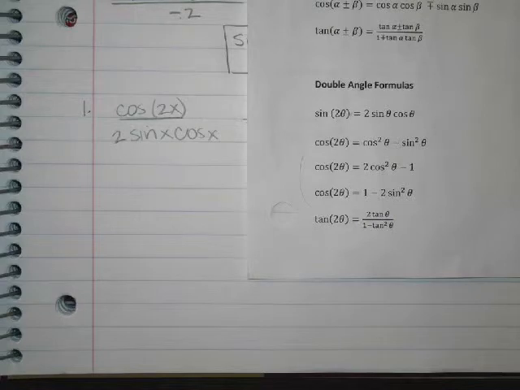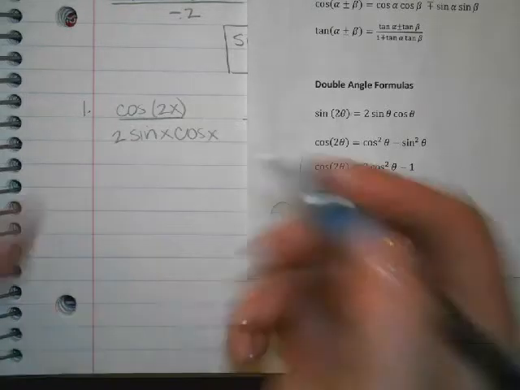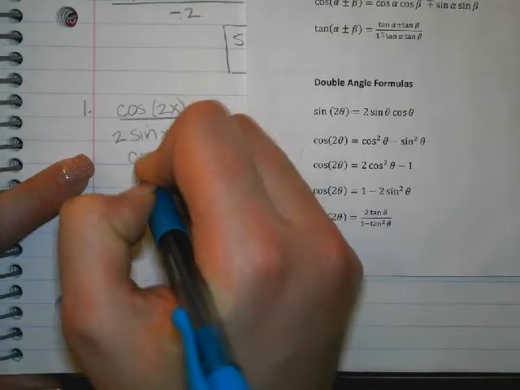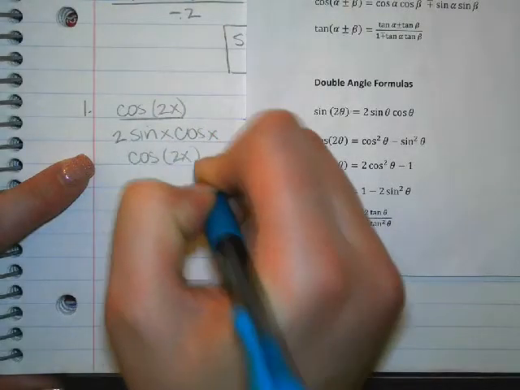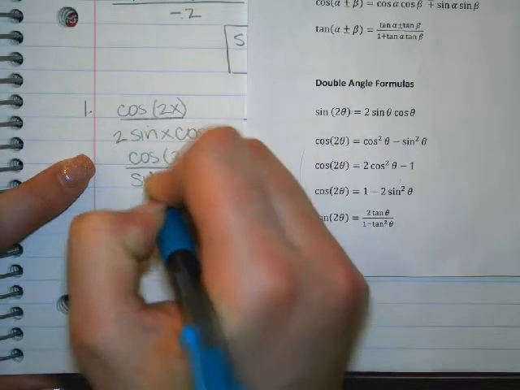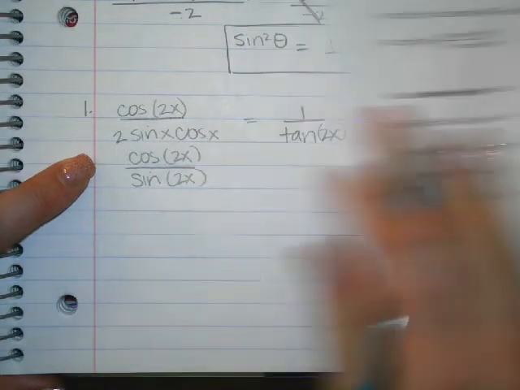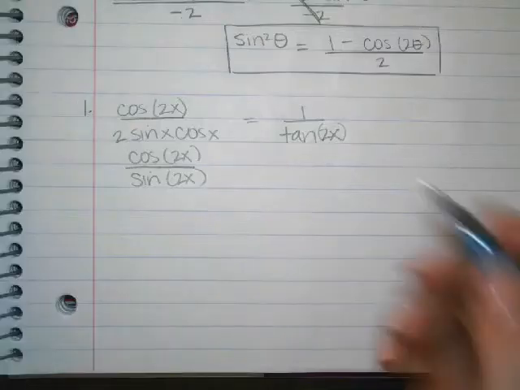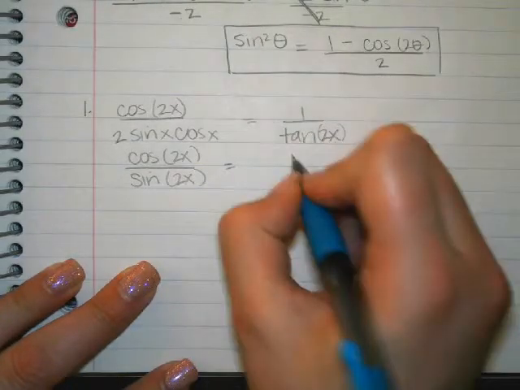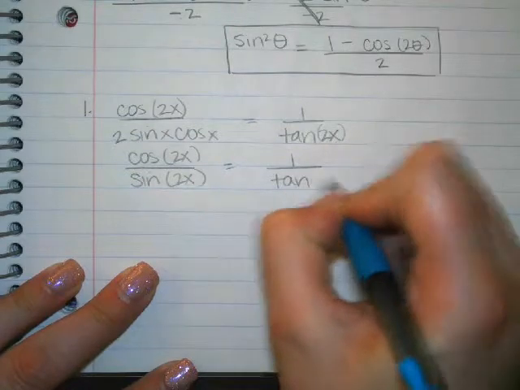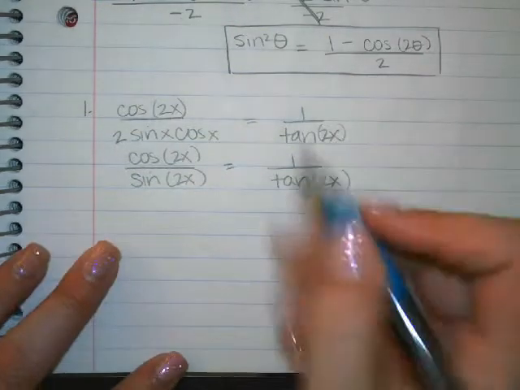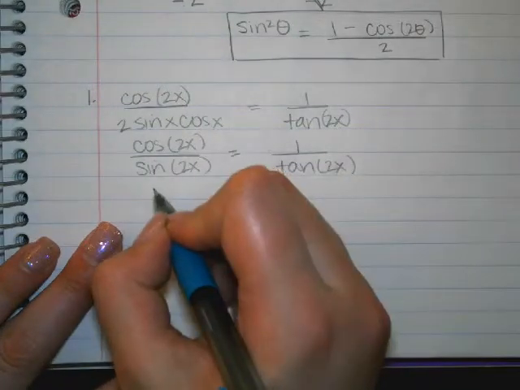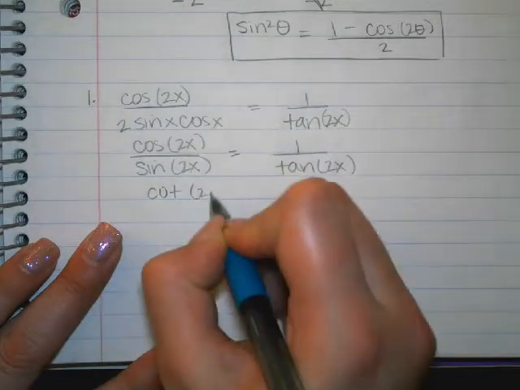Change it to sine of 2x, right? So the cos 2x is going to stay the same. The bottom is going to become sine of 2x. And if I have cos over sine, what does that remind you of? Close, not quite tangent. It's cotangent, yeah. So this is actually cotangent of 2x.